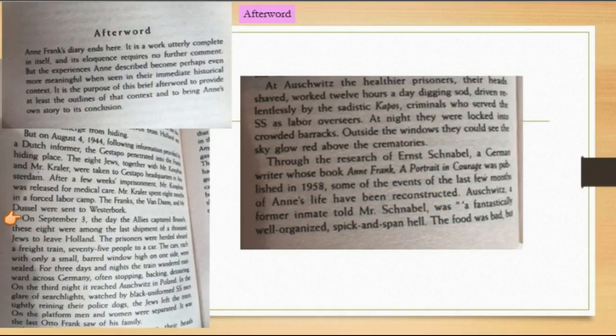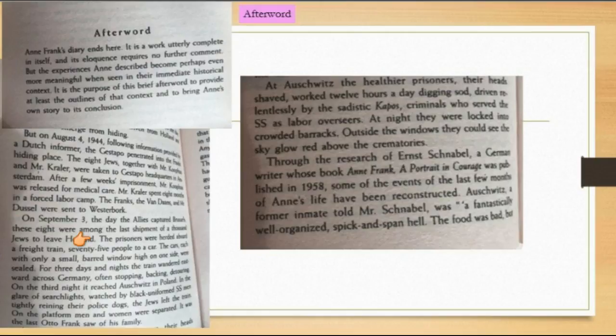On September 3rd, the day the Allies captured Brussels, these 8 were among the last shipment of 1,000 Jews to leave Holland. So just how close Anne would have been to getting released.